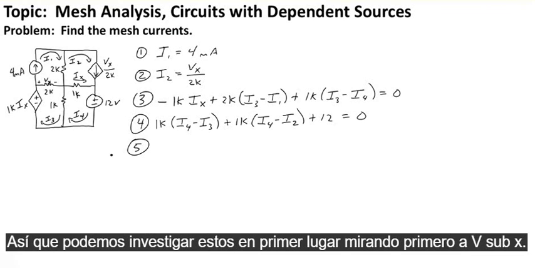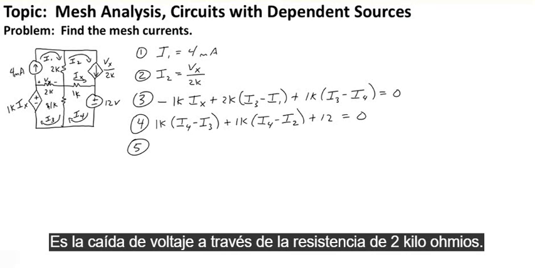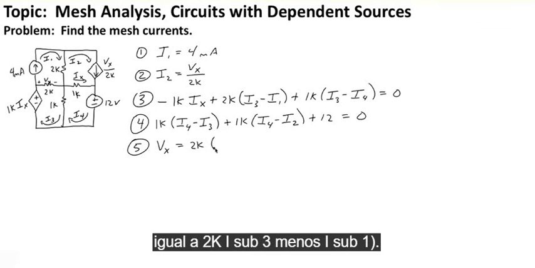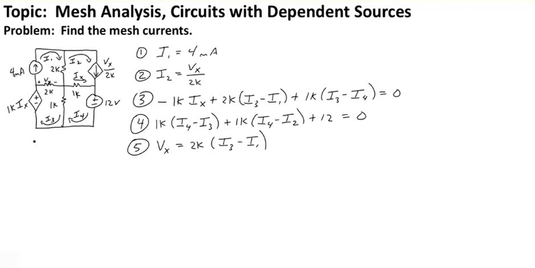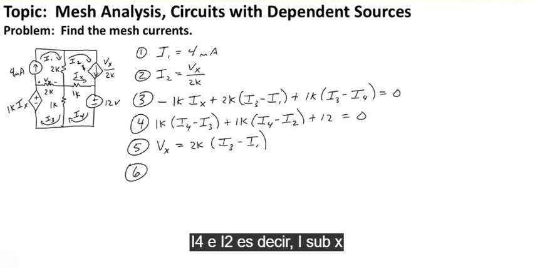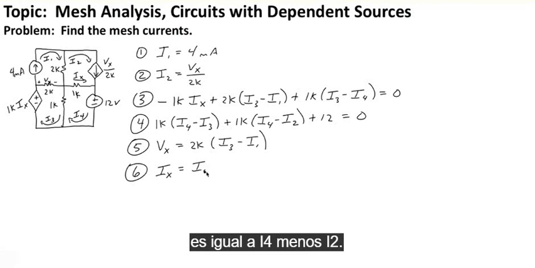We can investigate those, first of all, by looking at Vx. What is Vx? It's the voltage drop across the 2 kilo ohm resistor. So we can write an equation: Vx is equal to 2K (I3 minus I1), because I3 flows into the positive polarity of the voltage drop across the 2 kilo ohm resistor. And our 6th equation can be a relationship between Ix and I4 and I2. Namely, Ix is equal to I4 minus I2.